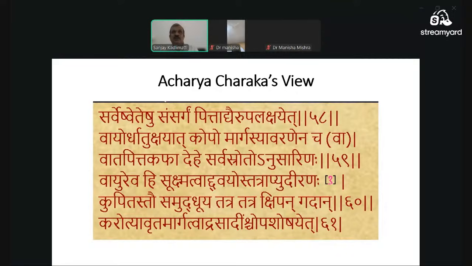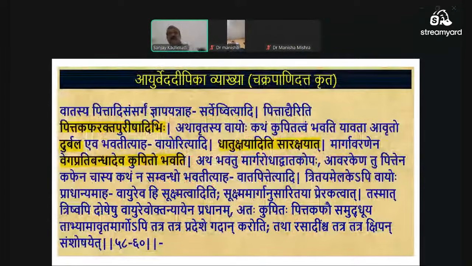kupitanam doshanam sharire paridhavatam, wherever it is thrown, yatra sangaha khavaigunyat, karoti avrata margatvat rasadimscha upashoshayet. Same thing. There it is khavaigunya, srotorodha, here it is avrata margatvat. Once there is avarana happened, because of this complex pathology of vata, pitta and kapha, rasadimscha upashoshayet. What is it? You cannot do the shoshana of the rasa, rakta, mamsa, meda until you are into the last stage of rajayakshma.